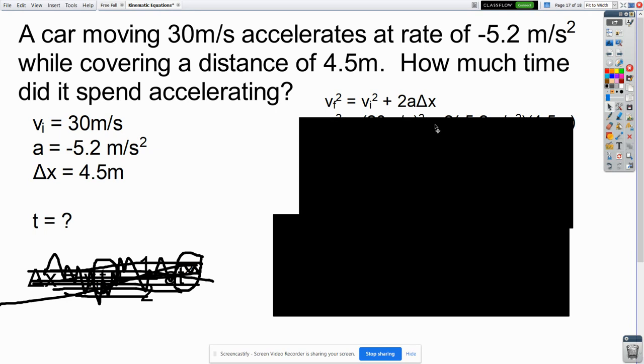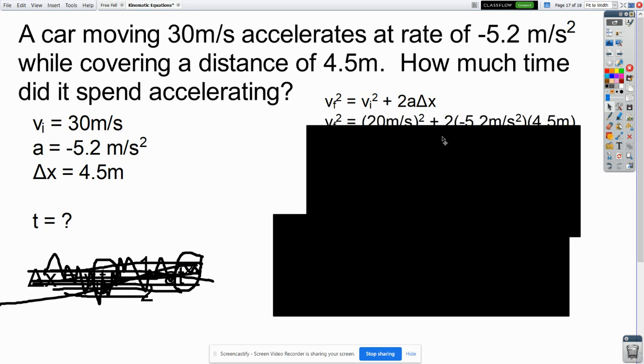Start by finding the final velocity. VF squared equals VI squared plus 2A delta x. That's the equation you want to use. Substitute. VI is 20. A is negative 5.2. And delta x is 4.5.